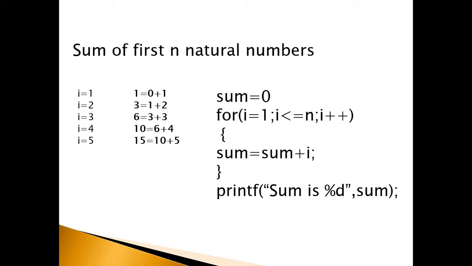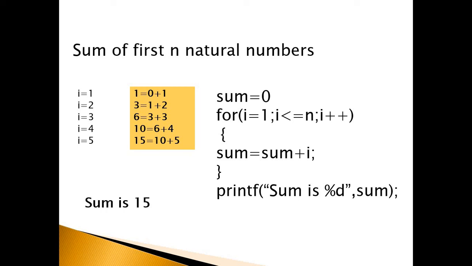So when I becomes 6, the condition becomes false. 6 is not less than nor is it equal to 5. So it stops repeating the execution of sum is equal to sum plus I. So it comes out here and the output of the program will be sum is 15. So the sum of first n natural numbers is 15, which will be displayed by the program.